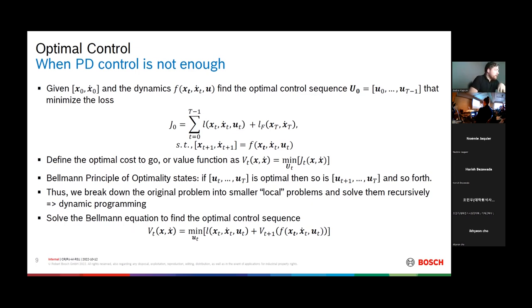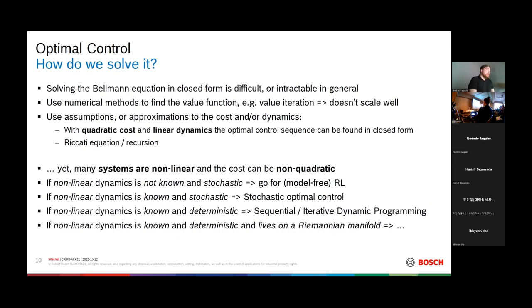The typical way to go in discrete time is to use the Bellman equation, which is defined as follows. We just have to solve this Bellman equation at every time step. However, in general, solving the Bellman equation is an intractable problem because of nonlinear dynamics or non-quadratic cost functions. The simplest version that we can solve, and the most complex, is the linear dynamics and quadratic cost case. So typically people have to stick with this method. Otherwise, you can use numerical methods such as value iteration, but that's not really a scalable solution.